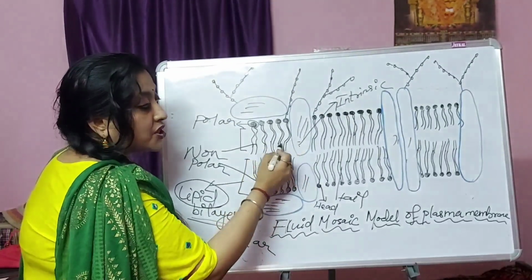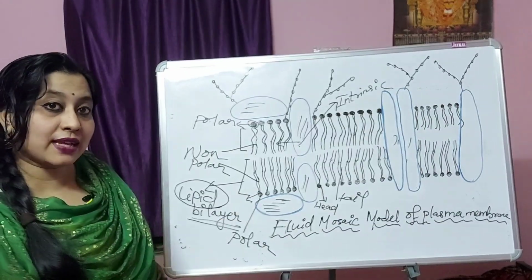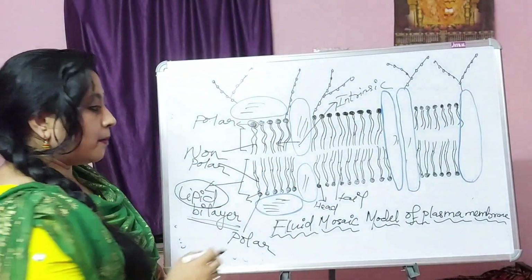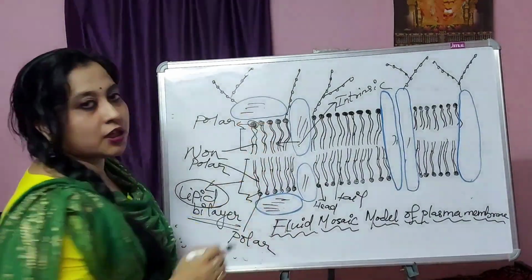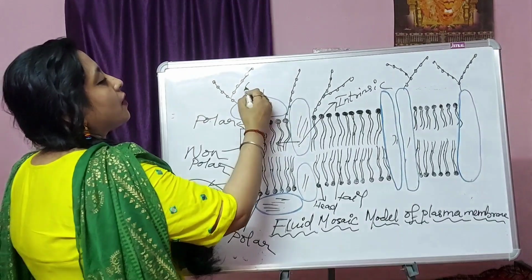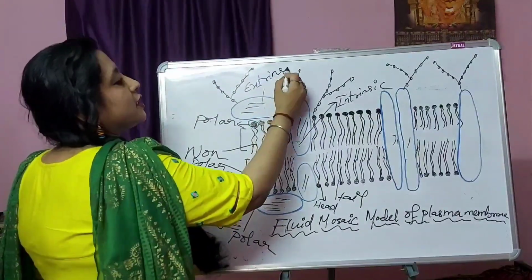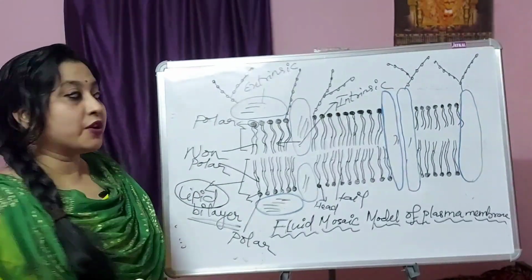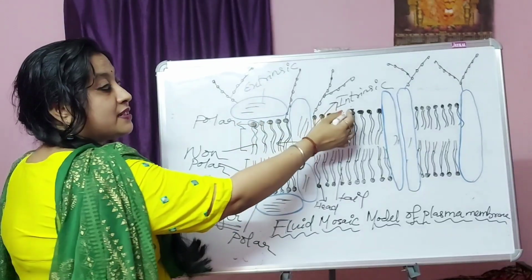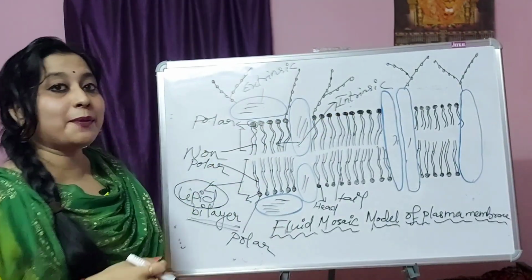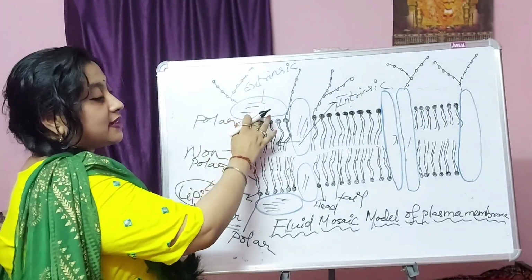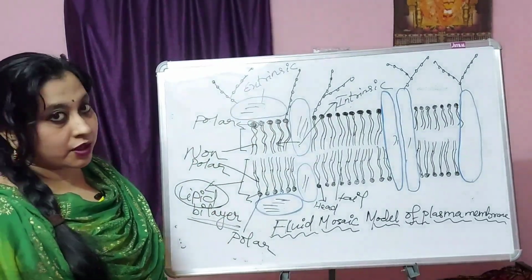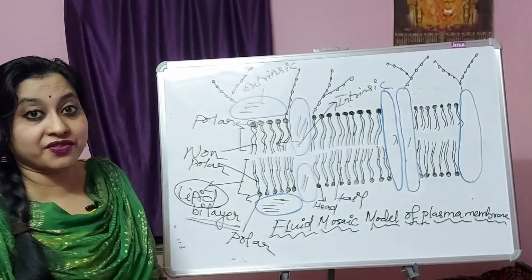Intrinsic or integral protein. Why? They have a stronger association with this lipid layer, and they are embedded in the lipid layer. But these two proteins are present externally, and these are called extrinsic proteins. So in this way, two types of proteins are arranged in the plasma membrane, intrinsic and extrinsic. Intrinsic means they are embedded in the lipid bilayer, and extrinsic means they have a weaker association with the lipid layer, so they are present externally. Got the point? Then next part, carbohydrates.